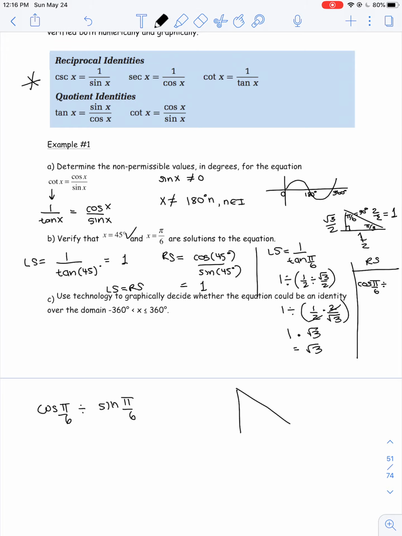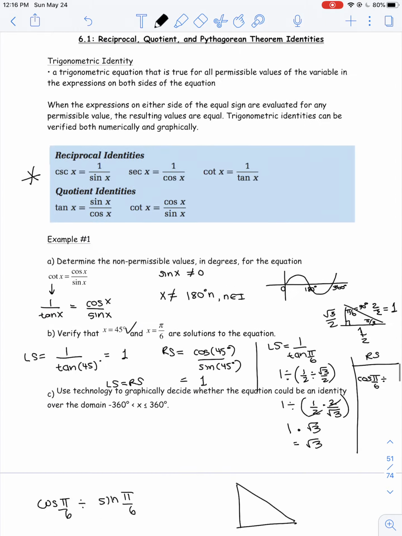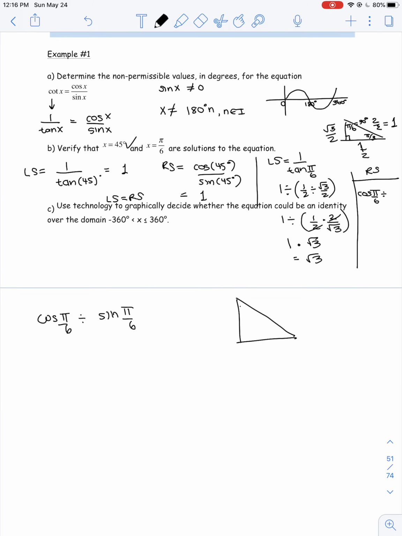So when I'm looking at my triangle again, I'm just going to redraw that. We have pi over 6 is opposite to 1/2. And then we have our pi over 3 is opposite to root 3 over 2. And our hypotenuse is 1 in this case. Okay, so when we're looking at pi over 6, cos is going to be our adjacent side divided by our hypotenuse. So that's going to be root 3 over 2 divided by 1. So that's just going to be root 3 over 2.